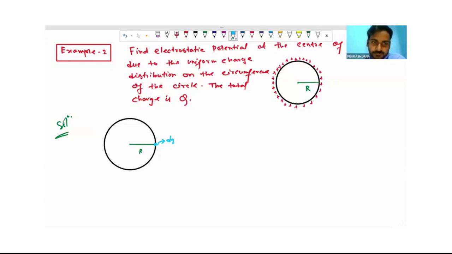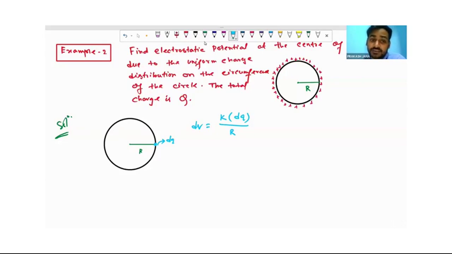Okay, so what will be the potential at the center O due to this dq? Let us write it as dV. It is nothing but k times the amount of charge dq, divided by the distance r. So this is the potential due to the elementary charge dq on the circumference. Correct?